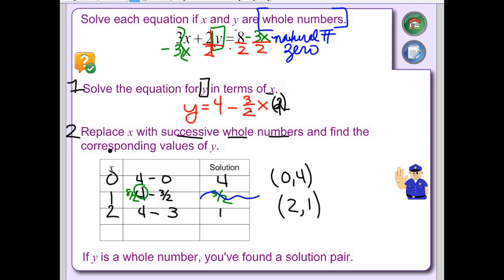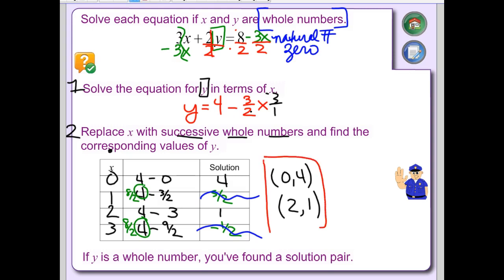Now, what's my next whole number? 3. Let's go ahead and plug it in and see what happens with our math. So this is going to be multiplied by 3 over 1. So we're going to have 4 minus 9 halves. Oh, once again, I've got subtracting fractions, so I need a common denominator. This is going to become 8 halves, and I get negative 1 half. Hey, my answer is a fraction, so we're going to reject it. Okay, so we're going to find out that for this equation, I only have 2 whole number solutions.